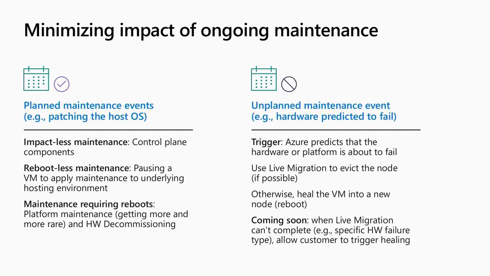So when it comes to ongoing maintenance activities on Azure, there are two types of activities. One is planned maintenance events, like, hey, we have to upgrade the host OS, and how do we do that without impacting your VMs, without causing reboot on your machines. And the other category of maintenance are unplanned ones. What if a hardware failure happens, or what if a hardware is predicted to fail? How do we react to that?